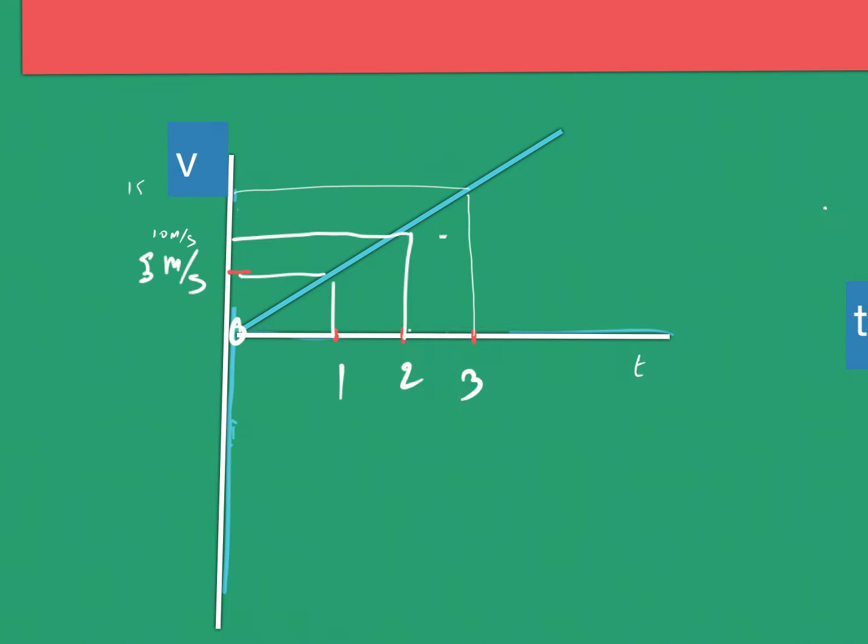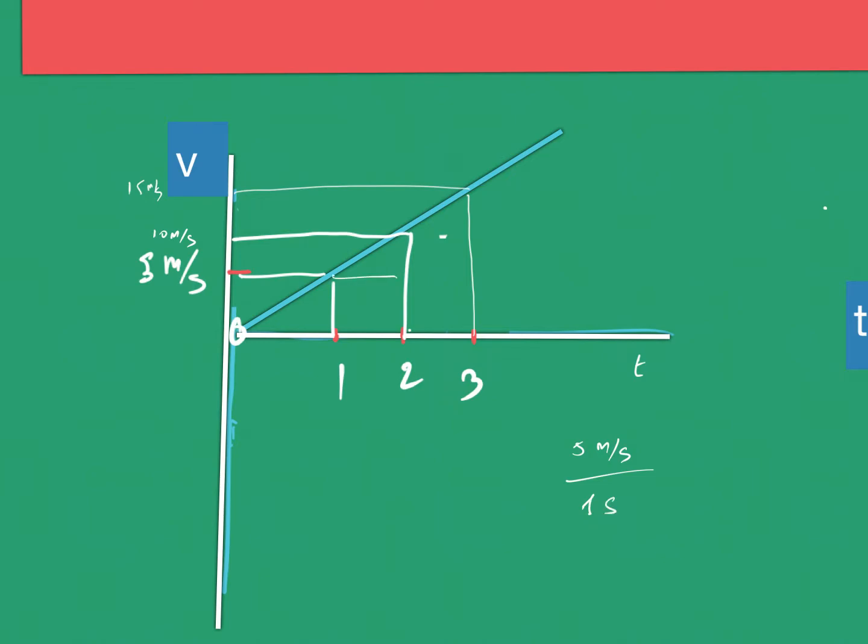Imagine that we have an object whose velocity is changing. Imagine that at t equals 0, its velocity is 0. At t equals 1, its velocity is 5 meters per second. At t equals 2, its velocity is 10 meters per second. At t equals 3, its velocity is 15 meters per second. What is happening here is that the velocity is changing. At what rate is the velocity changing? Well, it's changing 5 meters per second in every second.